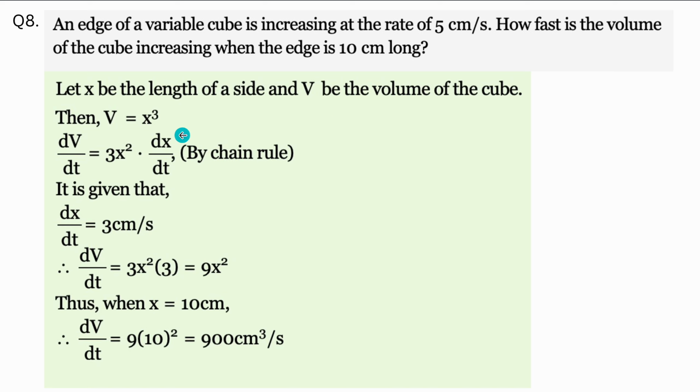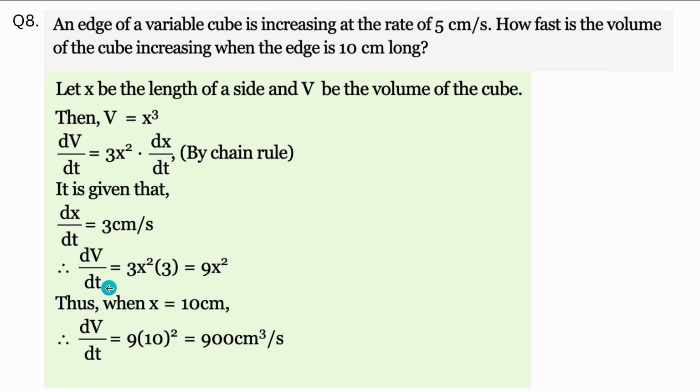Now V for a cube is x cube, or the side cube, right? And here the side is x. So dV by dt, we do, and then we get 3x square dot dx by dt by chain rule. This differentiation you know. Then dx by dt has been given to us as 5 centimeter per second. I'm sorry, this is an error in the question, so you can correct that.